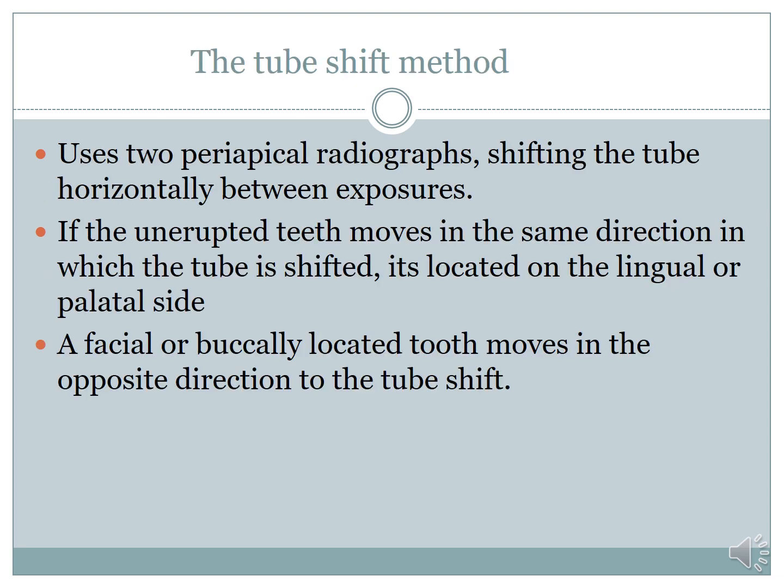So the tube shift method, I think you people have already studied in year 4, to know whether the impacted tooth is labial in position or palatal in position. So you are shifting the tube, and the unerupted tooth moves in the same direction if it is located on the lingual side. But if the tooth moves in the opposite direction, the tooth is placed more buccally. Okay, this will help us to decide from which side we have to approach, whether from the labial side or palatal side. Okay.